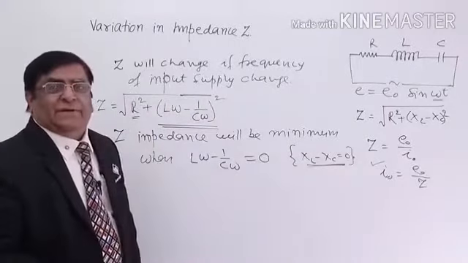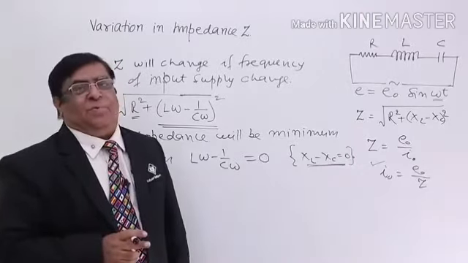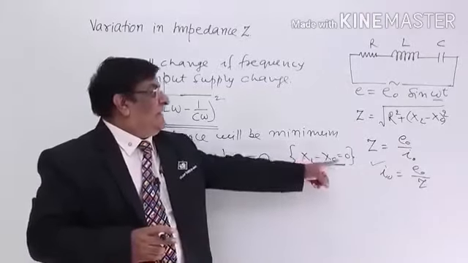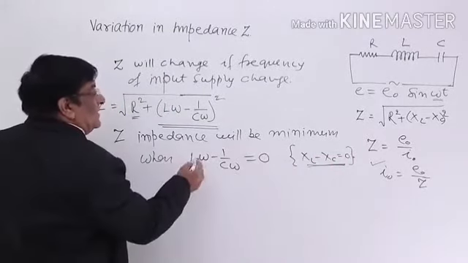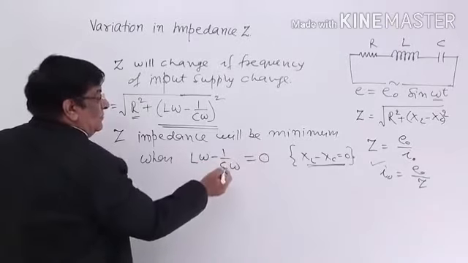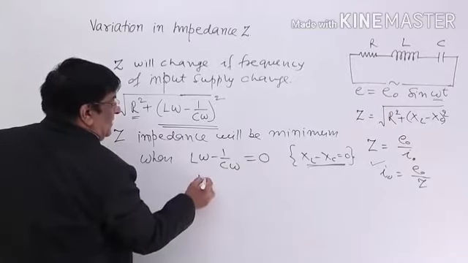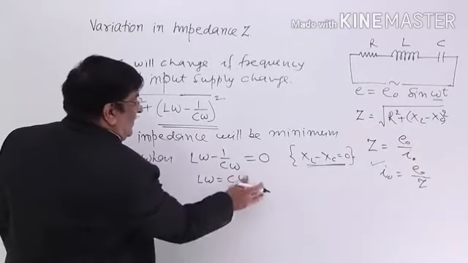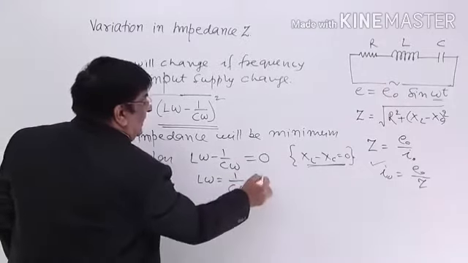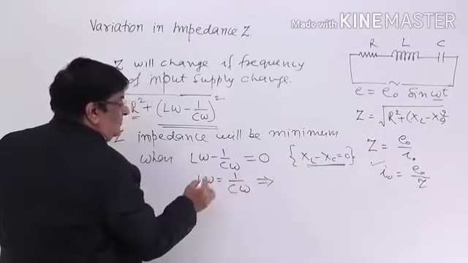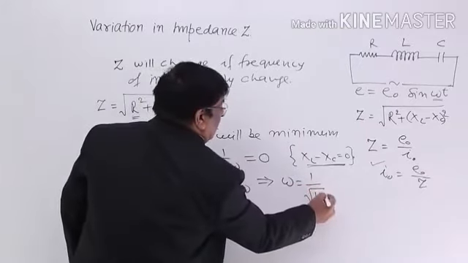Please remember it. If there is a one sentence question, what is the condition for impedance to be minimum? Answer: XL minus XC should be 0. Now, further derivation: L omega minus 1 upon C omega is equal to 0, so L omega is equal to 1 upon C omega. This leads to omega squared equal to 1 upon LC, so omega is equal to 1 upon root LC.